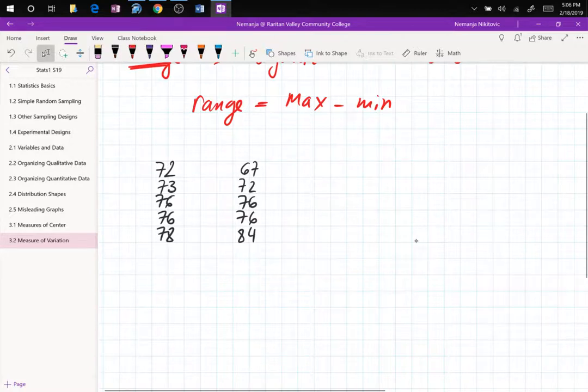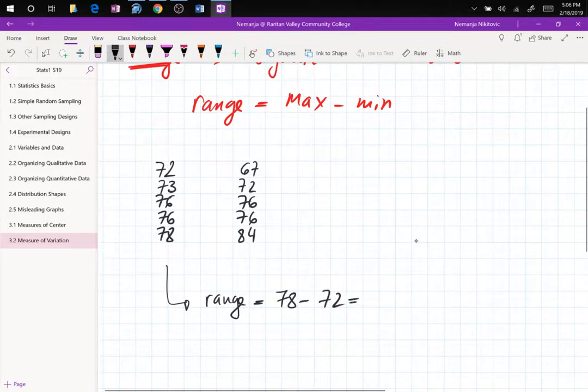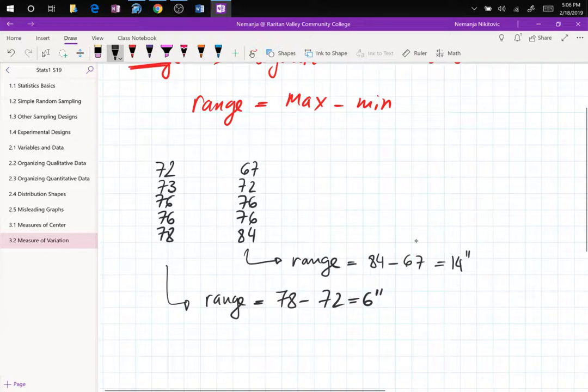So now, if you consider range for the first one, 78 minus 72 is 6 inches. But if you consider range for the second team, the green team, we have 84 minus 67, which is a 14-inch range. Not 14, 17. I was testing you and you just said nothing.